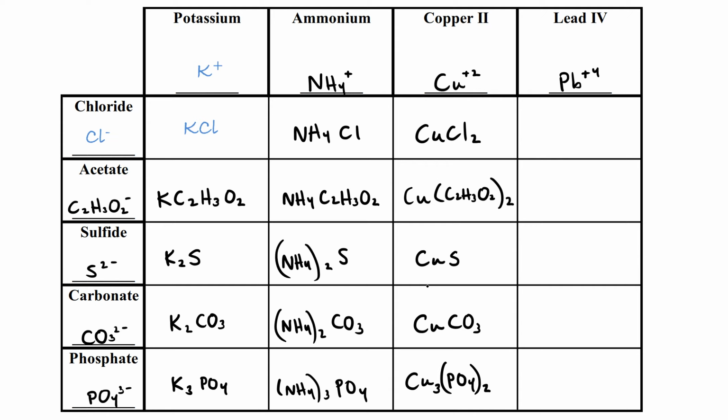Next, we have lead-4 chloride. Lead has the +4 charge, so we're going to need 4 chlorides to balance that out. Here we're going to need 4 acetates. For lead 4 sulfide, we'll have 1 lead bonding to 2 sulfides. Same thing with lead 4 carbonate. We'll have 1 lead molecule bonding to 2 carbonate ions.